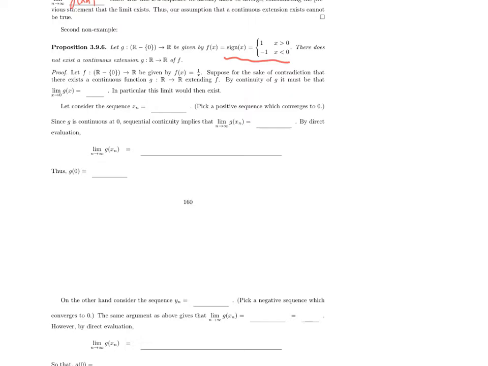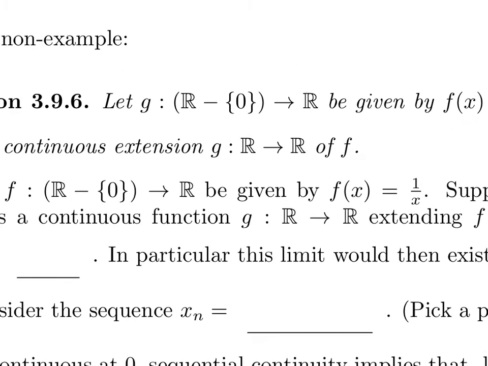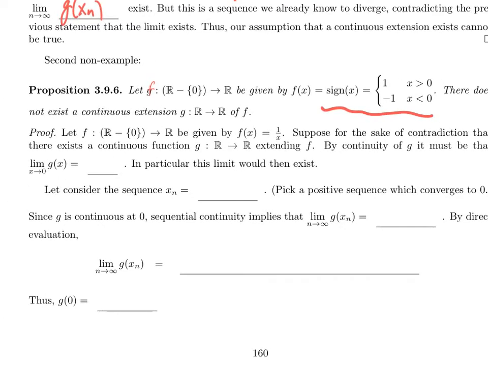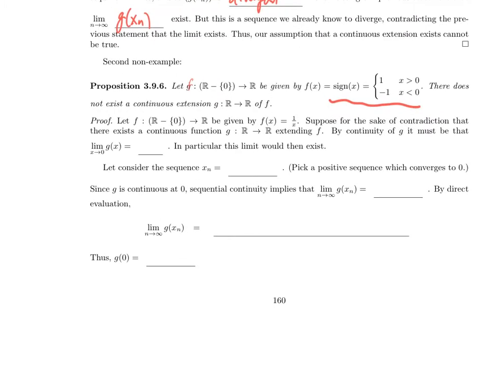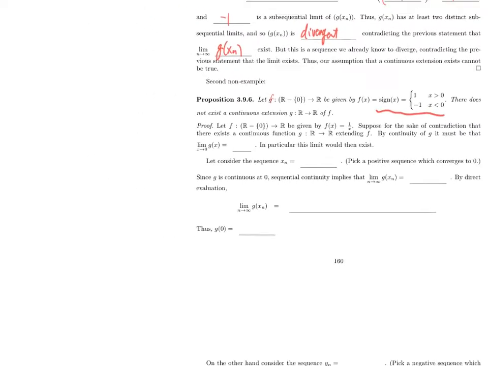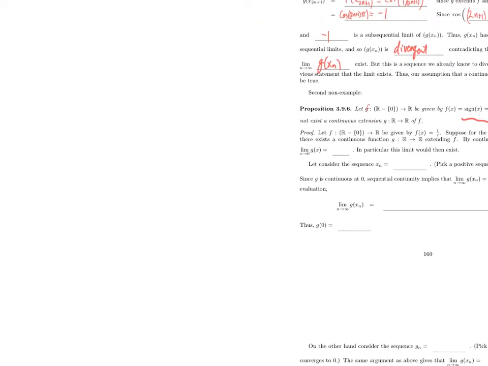Great, you did it, we're back. So let's try to do this. Let f of x, from the interval R minus the singleton 0, be given by f of x equal to the sine of x. I claim there does not exist a continuous extension g from R to R which extends f. And, well, again, let's see the idea of how the proof should go.